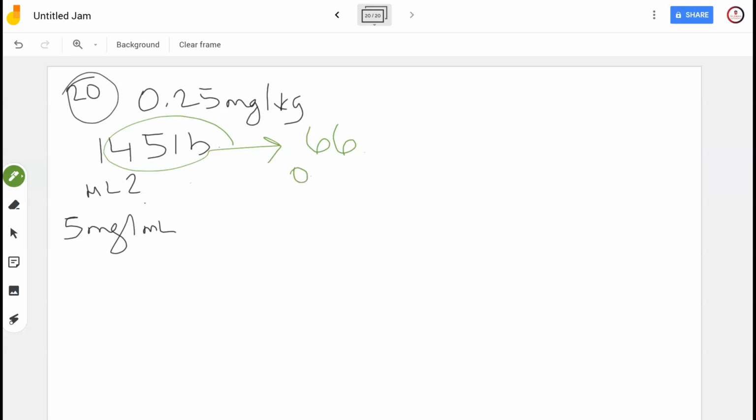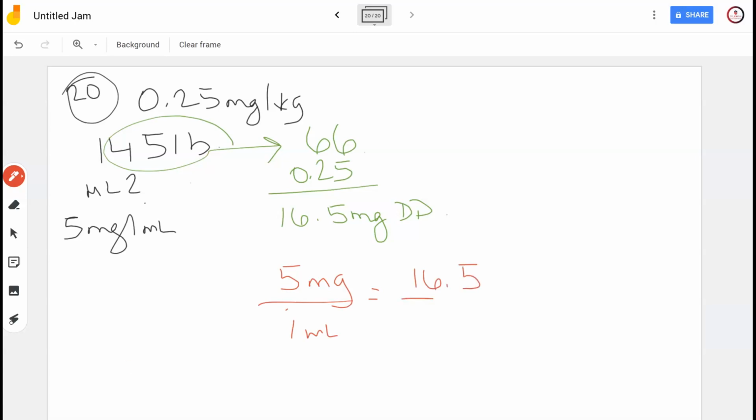So you're going to multiply that by 0.25. And that gives you 16.5 milligrams as your desired dose. So now, to find out how many milliliters, you have 5 milligrams in 1 ml. You want to give 16.5 over x. 5x equals 16.5. Divide 16.5 by 5 to get the x all alone, and that is 3.3 milliliters. And that's it. Hope that helped.